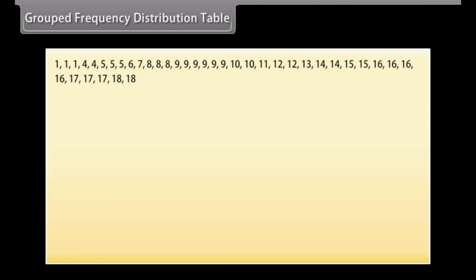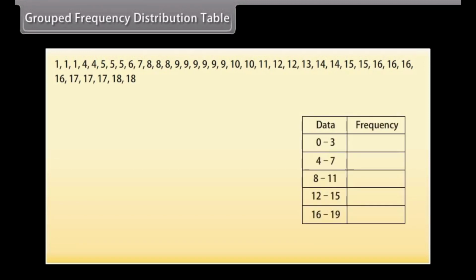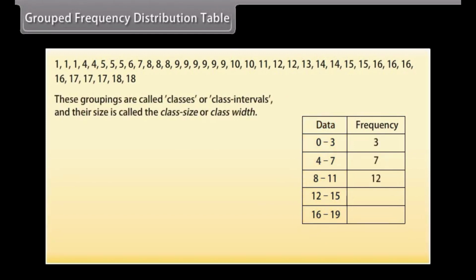Grouped frequency distribution table. Sometimes we have got large amount of data. So, to present such a large amount of data, we condense it into groups like 0 to 3, 4 to 7, and so on till 16 to 19, since our data is from 1 to 18. These groupings are called classes or class intervals, and their size is called class size or class width. Here the size is 4.